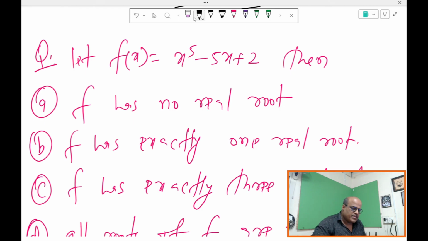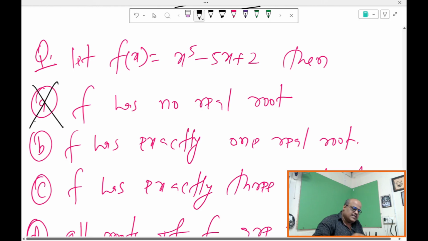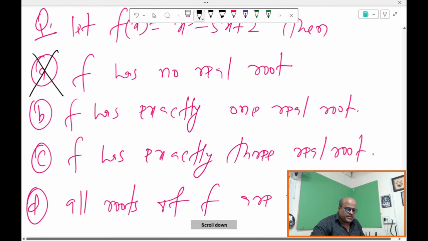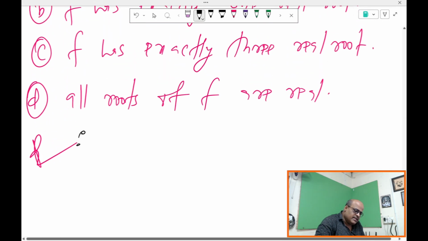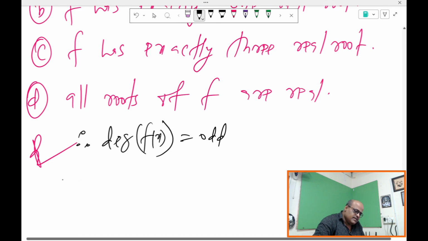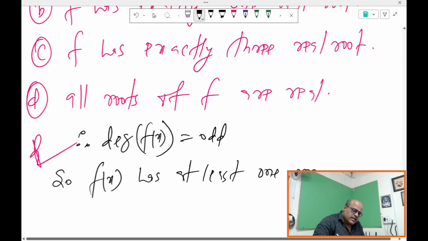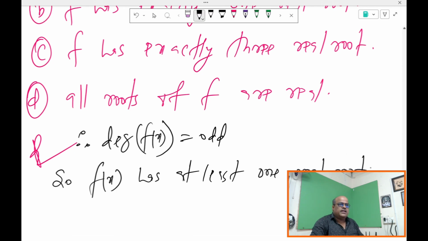Both you can apply. First, this is a 5-degree polynomial, an odd degree polynomial, so at least one root must be real. So here the first option we can cancel: f has no real root. This is a wrong statement. Here we can write, degree of f(x) is odd, so f(x) has at least one real root. Must have one real root.